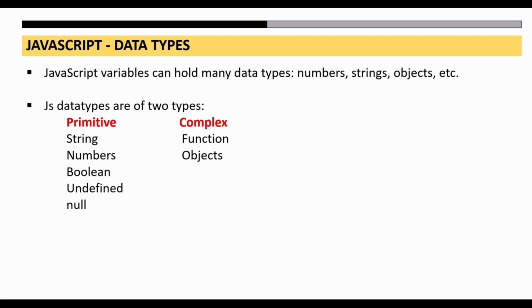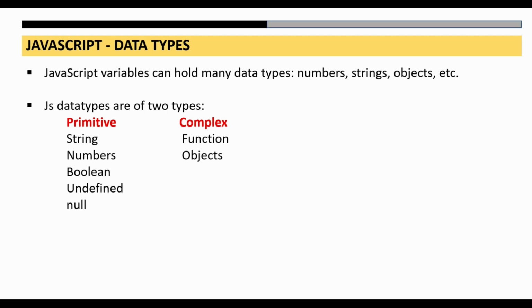Unlike other languages, where you have data types like int and float, and when you declare a variable you define that data type as well, in JavaScript you don't have to define any data type. The moment you declare a variable, the way you assign a value defines the data type. At that time, JavaScript understands the data type on its own.